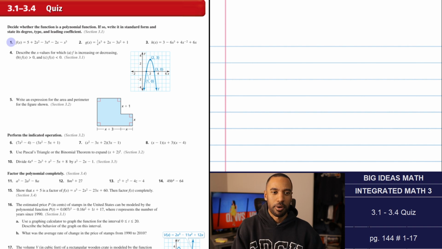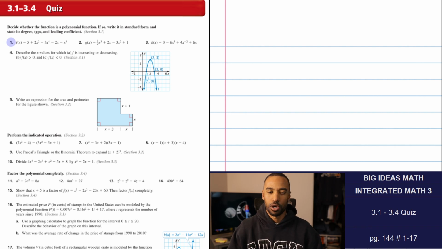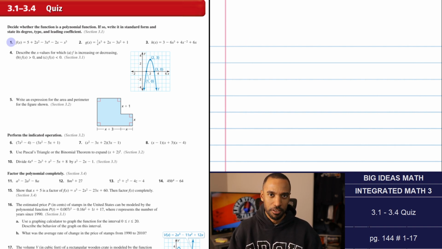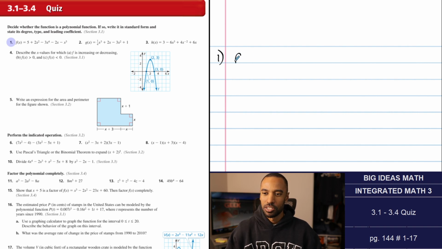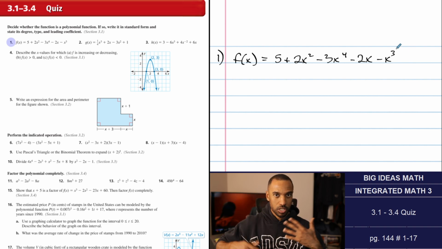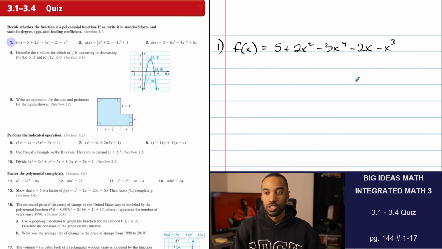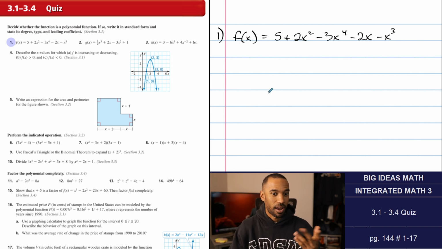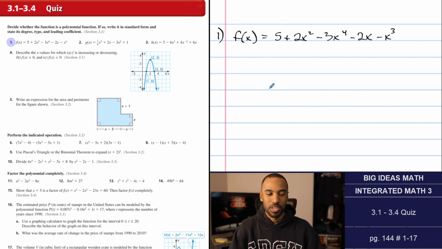Decide whether the function is a polynomial function. If so, write it in standard form and state its degree, type, and leading coefficient. Now, believe it or not, this was a part of the graphing polynomial stuff in section 3.1. So questions 1, 2, and 3, we have this. f of x equals, and like I said, this is something that you possibly knew also in IM2, but we're going to heavily hit on why we use this stuff a lot more later when we graph again, after we learn some more things about how to get everything within a graph that we want, so we don't have to use tables.